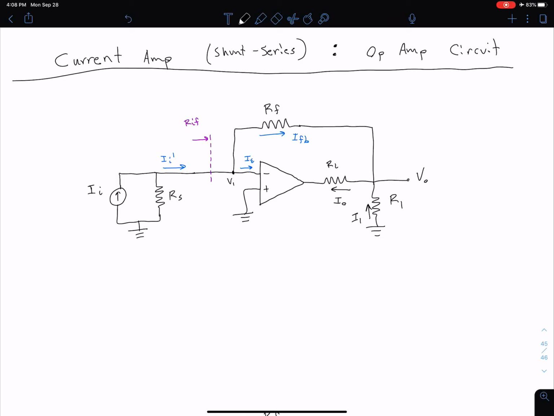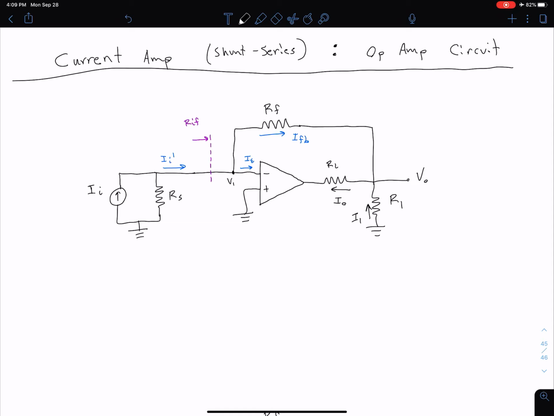Now let's take a look at some real circuit examples for our current amplifier configuration. We're not going to spend as much time as we did for our voltage amplifier, but I still want to take a brief look at one op-amp circuit and one discrete device circuit. So let's start with this op-amp circuit here.